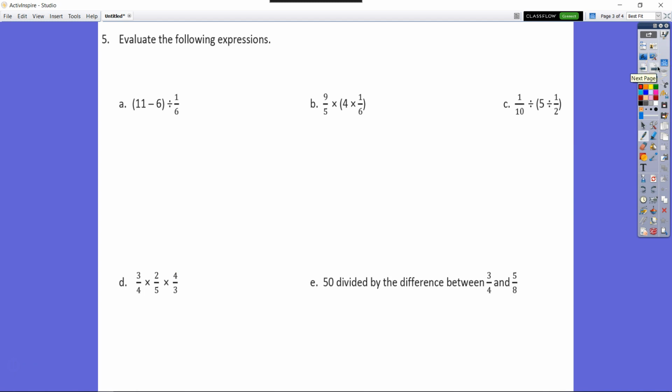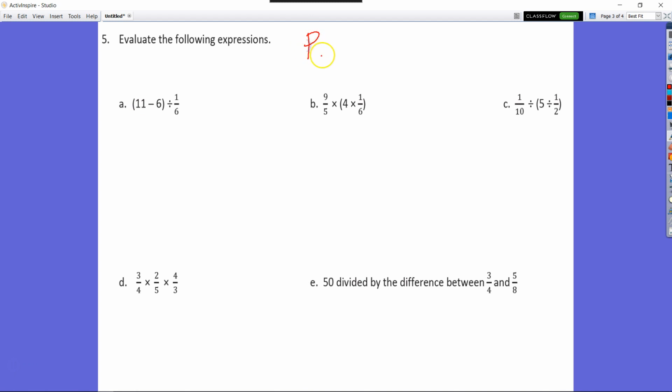So evaluate the following expression. So we're going to evaluate. In this case, we have to follow the rules. P is for parentheses, exponents, multiplication and division, and we have addition and subtraction. Now remember, these are as they appear from left to right, only for those two. So if you have addition and subtraction in the same expression, you would do them as they appear from left to right. Same thing with multiplication and division.